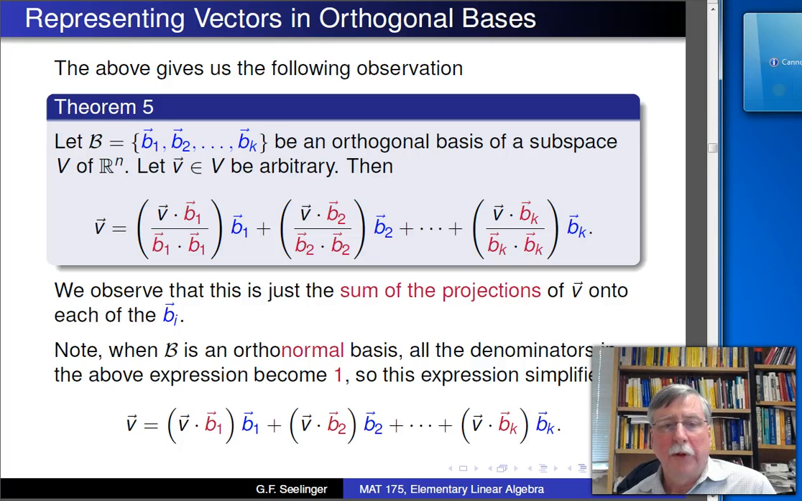All right. So note when B is an orthonormal basis, all the denominators in the above expression become 1, so this expression just simplifies here. In particular, what happens is that becomes 1, this becomes 1, all the way through until we get that to be 1, and so I can get rid of the denominators, and it just reduces to this expression here.